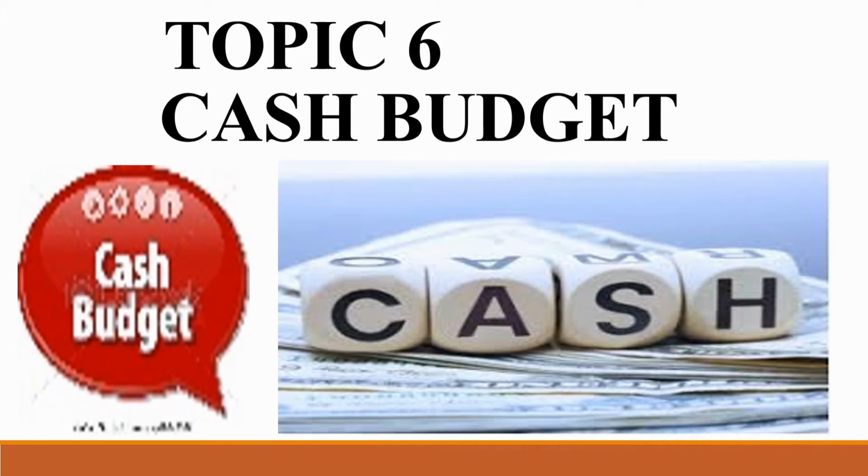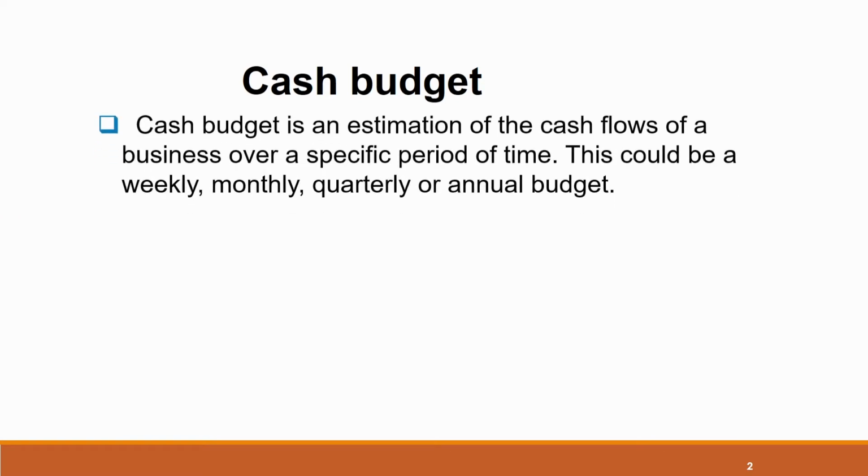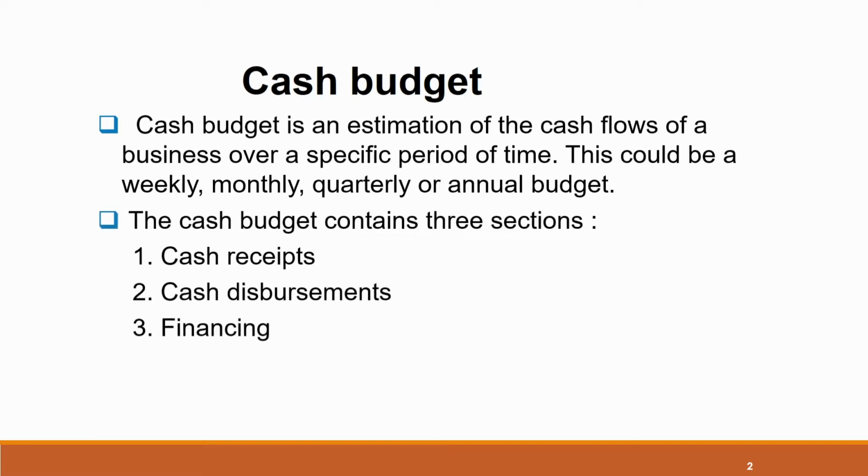Topic 6. Cash budget. Cash budget is an estimation of the cash flows of a business over a specific period of time. This could be a weekly, monthly, quarterly, or annual budget. The cash budget contains 3 sections.